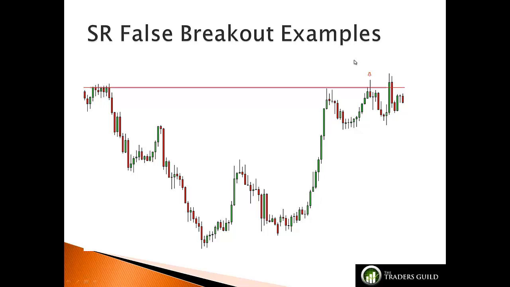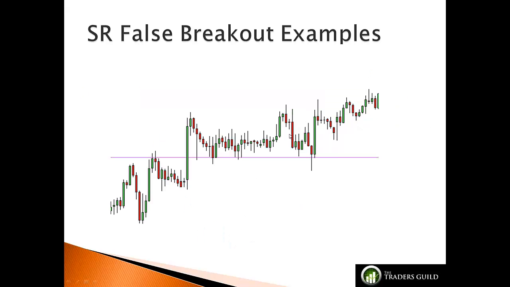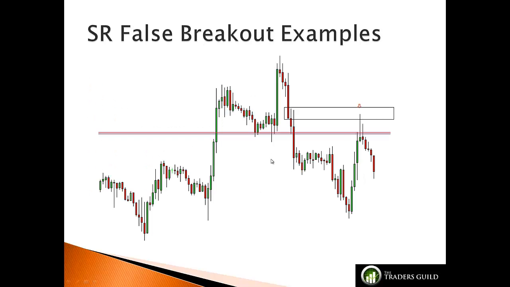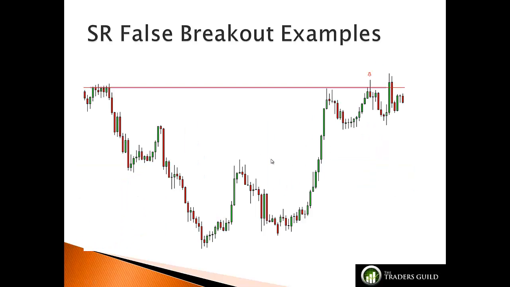Now, this example also explains what I mean by, if I go back, do we have a pause, consolidation, SR test just before the FB? This helps us, and this example explains it quite well. It can be used to explain it quite well. If we have the pause and test, this confirms that this is still an SR. It still has significant order flow. The pause and test is rejection.